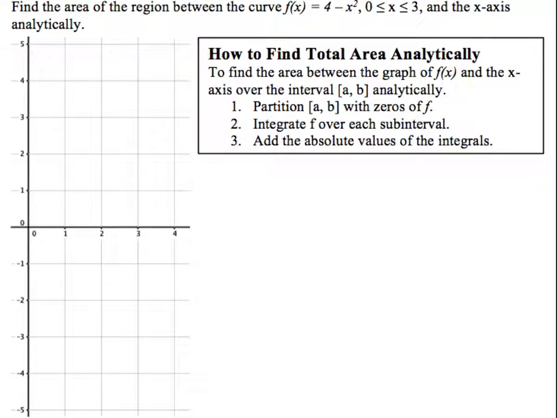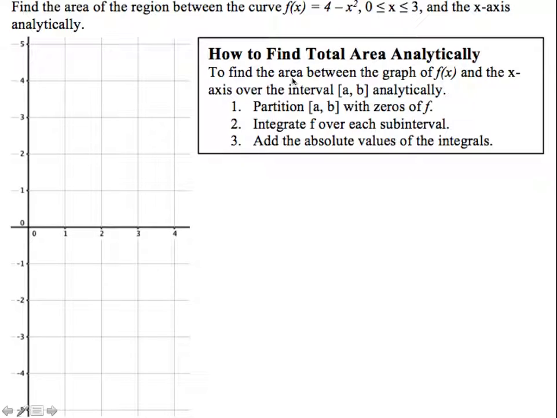And this is a very typical process to have as an AP question on both the multiple choice and the free response no calculator. Here is really a summary of the process of how to find the total area analytically. So in this case, we have this quadratic here on the domain from 0 to 3.